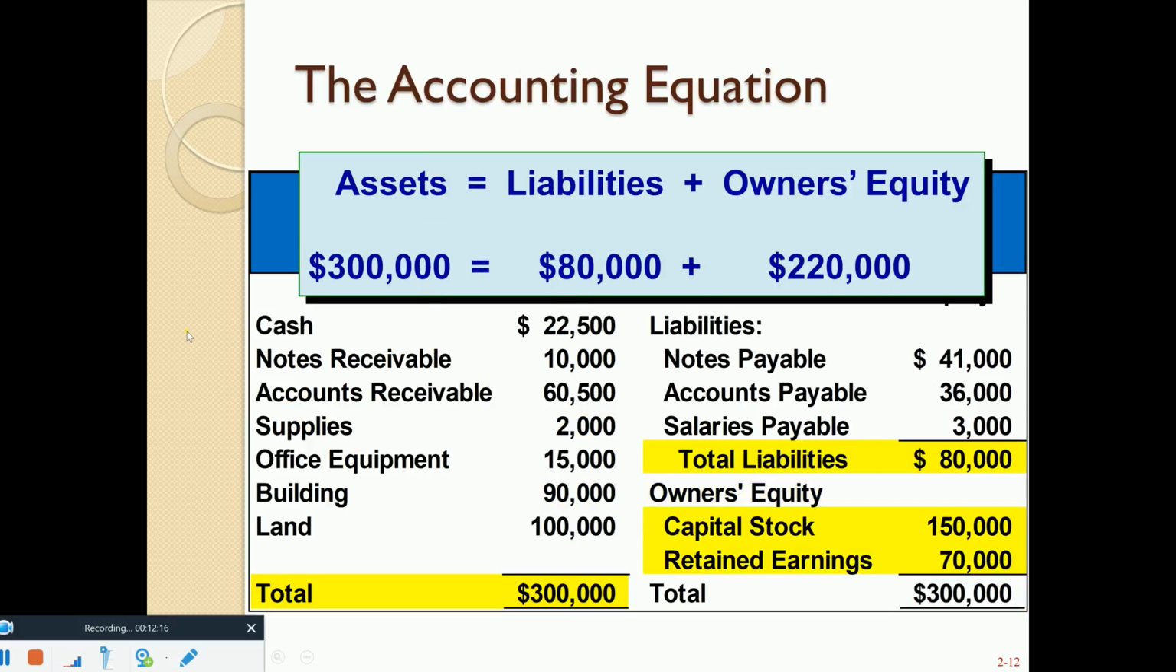All right, here's the accounting equation once again. And I usually say this in this type of class: if there's one thing you remember from this class 20 years from now, it's this. This is the most important thing that you will understand in this class. The accounting equation. Assets equals liabilities plus owner's equity. Assets equals liabilities plus owner's equity.